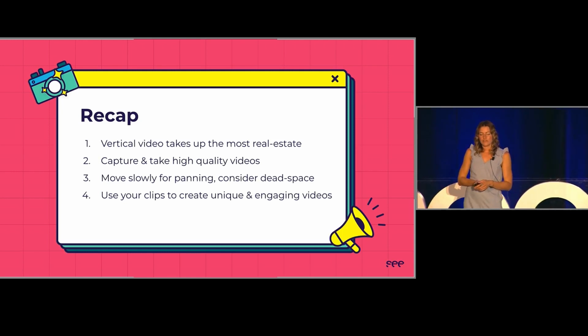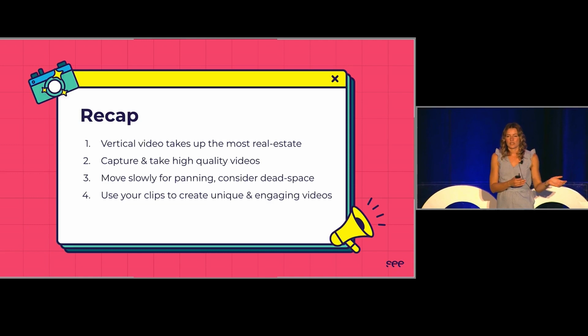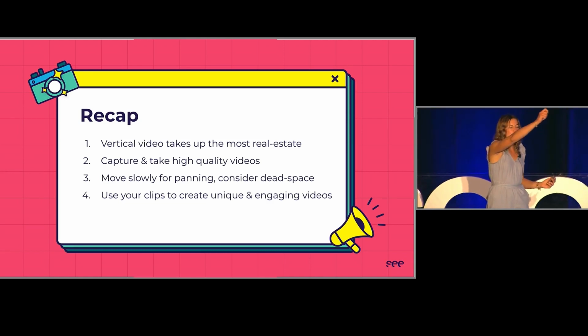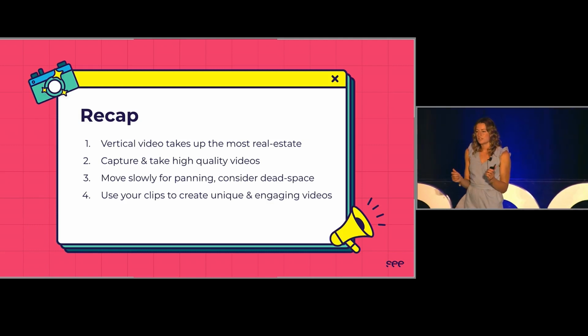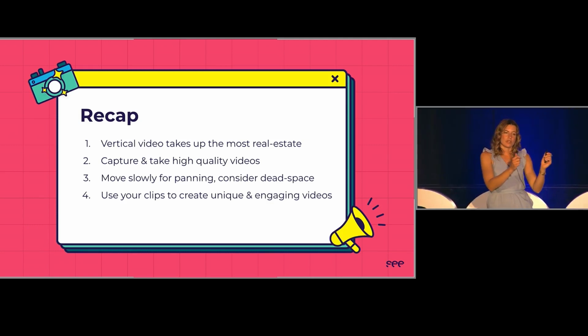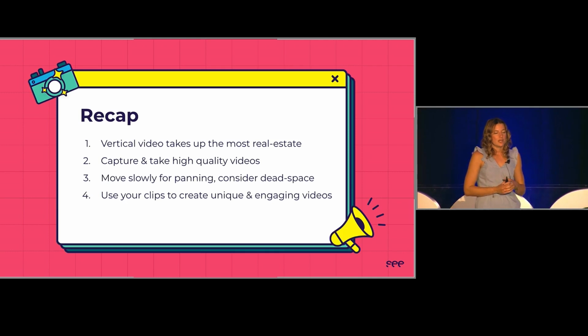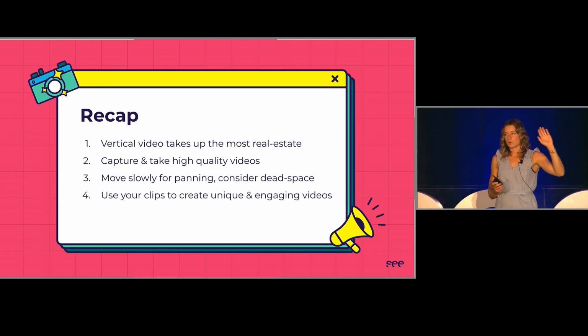You want to move slowly for panning and consider dead space. So again, moving really slow and being really steady. So you could use a gimbal if you wanted to pan something far away from your body. If you just have your iPhone, then just keep yourself really steady or move really slowly, remembering that you can speed up your video afterwards. Considering dead space is really important, again, because you want to make sure that you are planning ahead for the story that you want to tell.